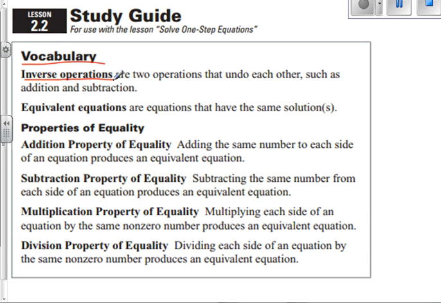Inverse operations are two operations that undo each other, such as addition and subtraction. So what they're talking about there is addition and subtraction are inverse operations. They undo each other. If I add something, then I could subtract the exact same thing to get back where I started. The other two operations would be multiplication and division. They are inverse operations. And the other one would be the square root and square. Those are two operations that actually undo each other also.